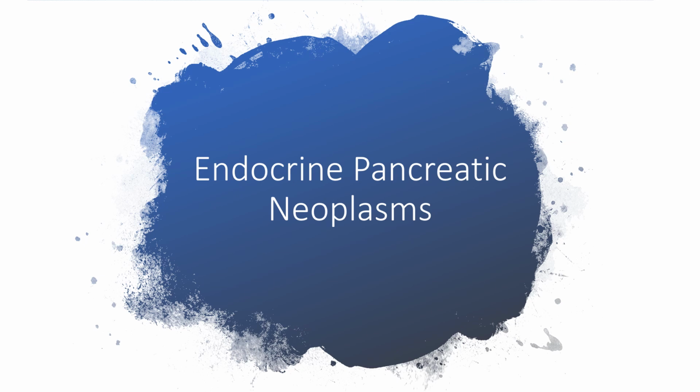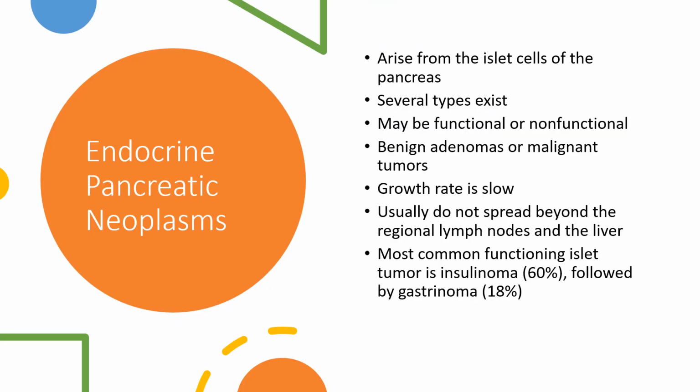Endocrine pancreatic neoplasms. So we had two kinds, right? Exocrine ones and endocrine ones. Endocrine pancreatic neoplasms are going to arise from the functional islet cells of the pancreas. Remember the islets of Langerhans, okay? And there's different types of islet cell tumors. They can be functional or non-functional. They can be benign in the sense of adenomas, or they can be malignant.